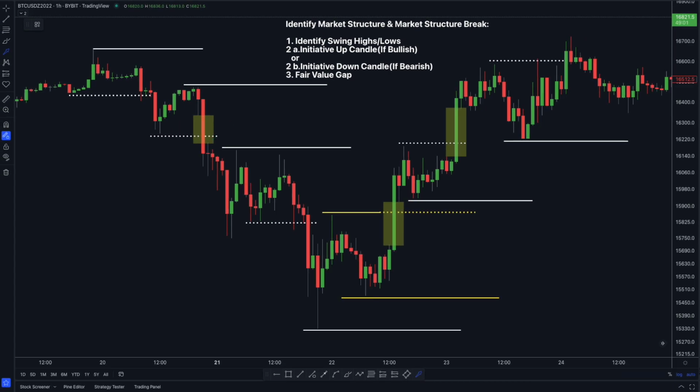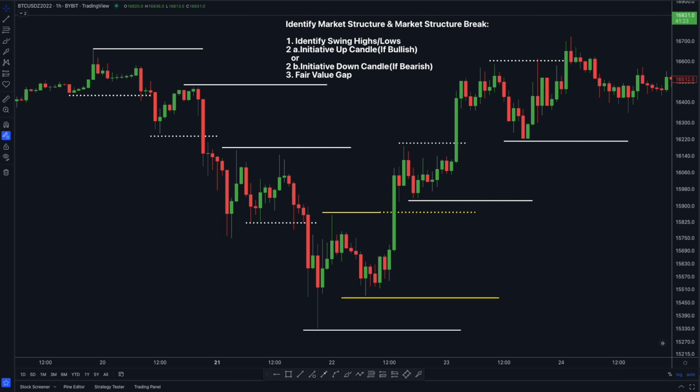And the reason that we identify fair value gaps is, first, to confirm the market structure breaks, and the second one is that the market tends to fill these gaps and we can use them as our entry or our price targets if we are in a trade. We are going to cover fair value gaps in a very detailed fashion, but that's for another video.